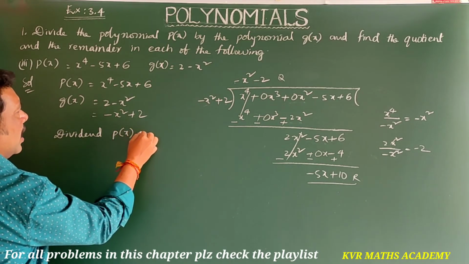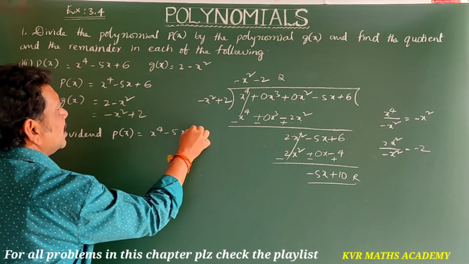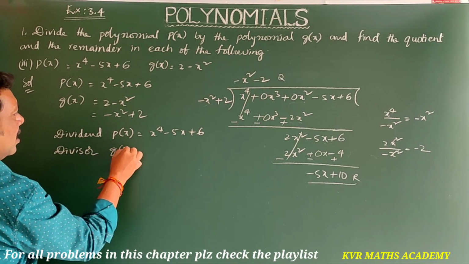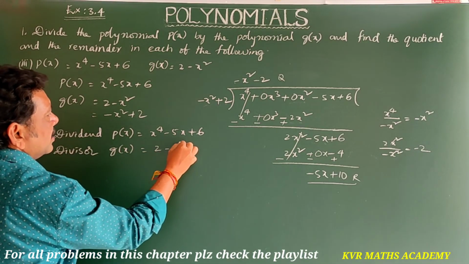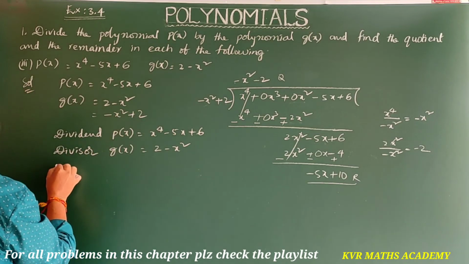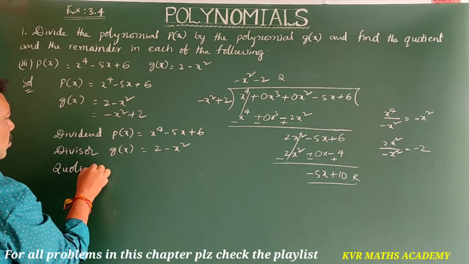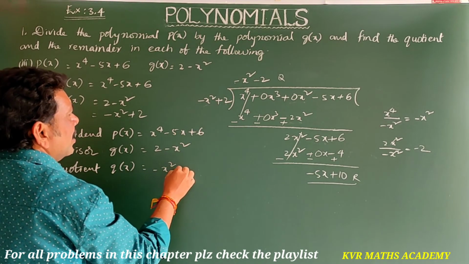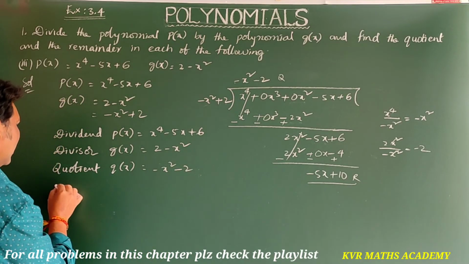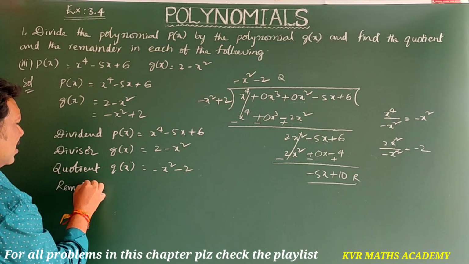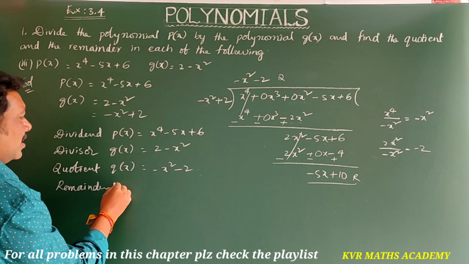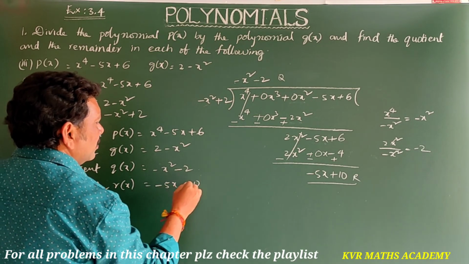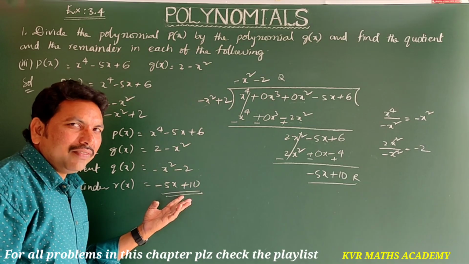P of x is equal to, has given, x power 4 minus 5x plus 6. Next, divisor g of x is equal to 2 minus x square. Also he has given. Next, quotient q of x is, we have found, minus x square minus 2. Isn't it? Next, remainder r of x is equal to what we have got? Minus 5x plus 10. So have you understood this one? Yes, note it down.